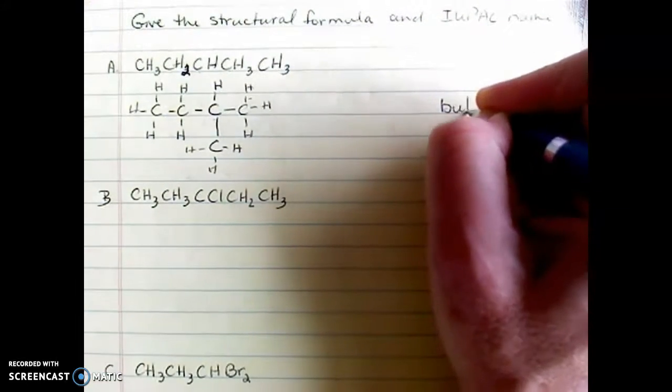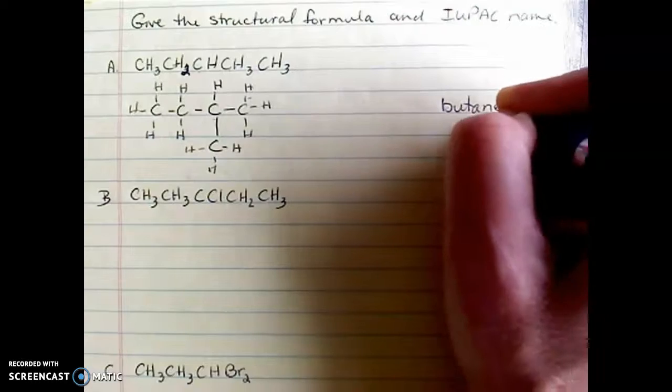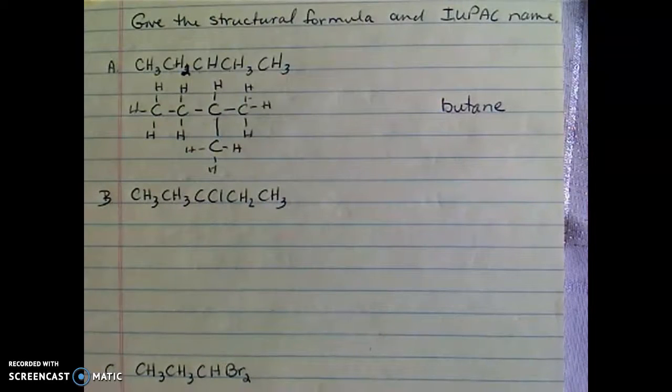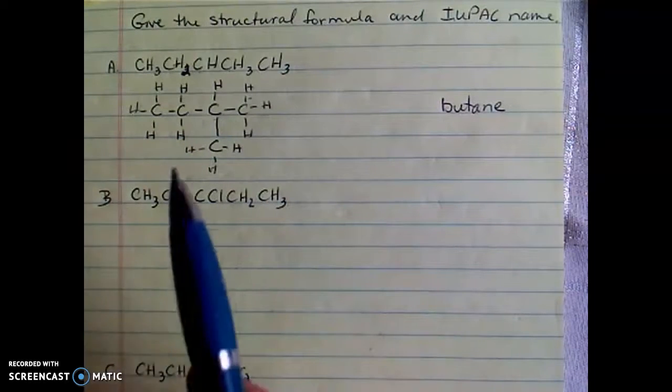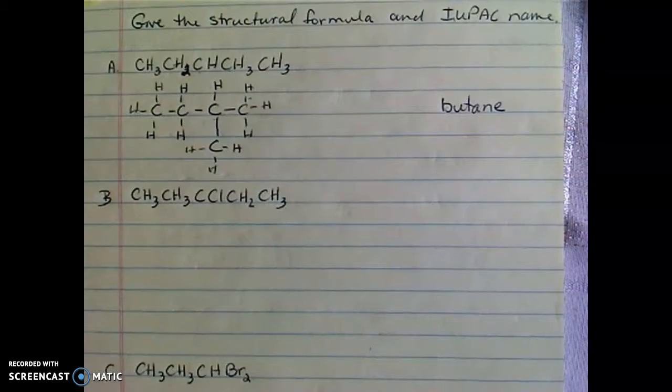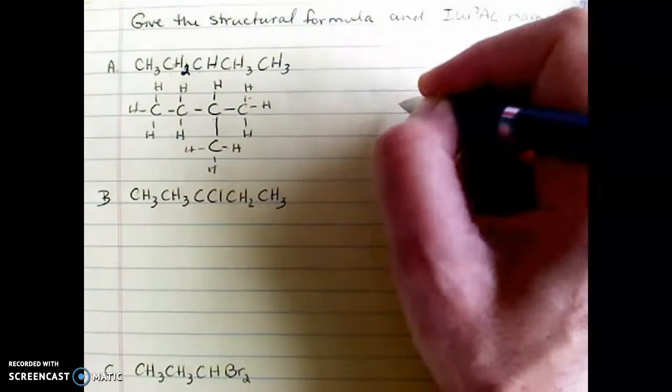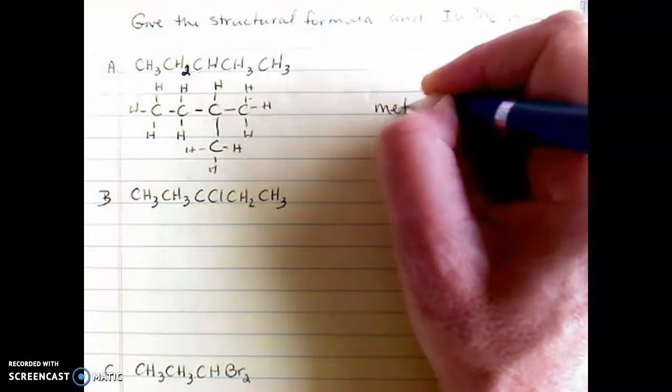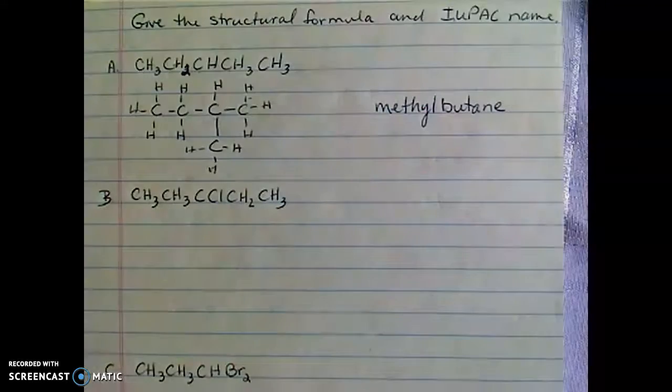And all single bonds. Remember, that's butane. But is 4, ane for the single bonds. Now we have 1 branch right here, and that's a methyl group. So I know this is going to be methyl butane. But don't forget, you have to let people know where is that methyl group, which carbon is it on. And in order to do that, you're going to have to number your chain.